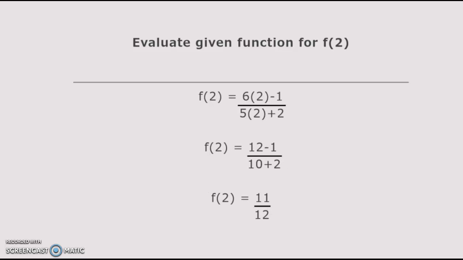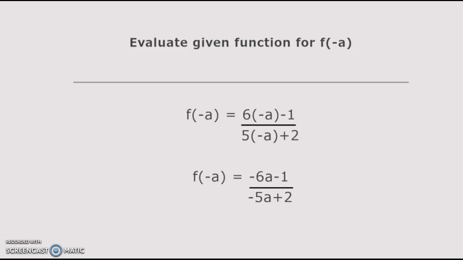Okay, the second one, we're going to evaluate the given function for f of 2. So f of 2 equals (6 times 2 minus 1) over (5 times 2 plus 2). Simplify that. So f of 2 equals (12 minus 1) over (10 plus 2), and to simplify that even further, we get f of 2 equals 11 over 12.